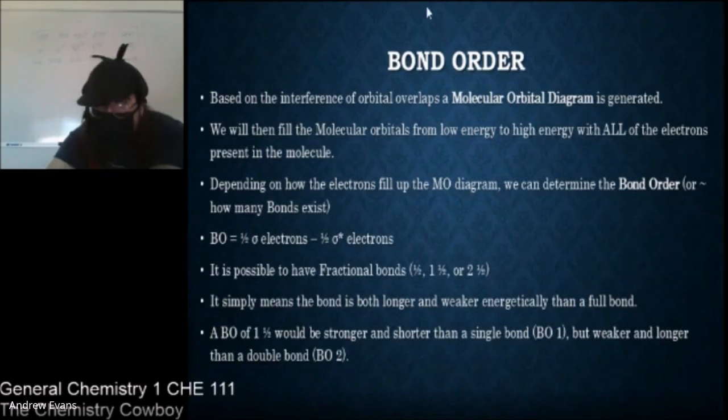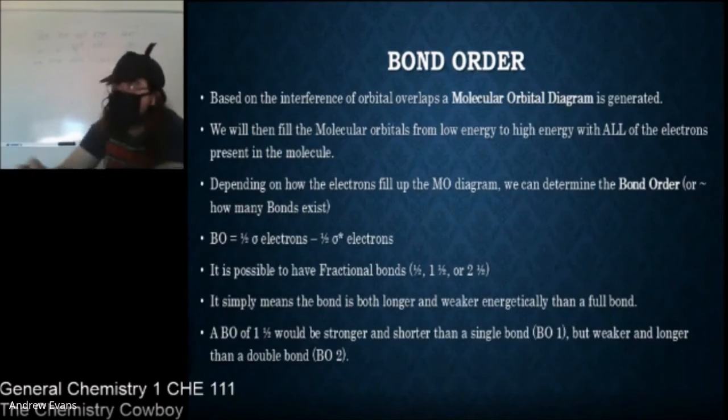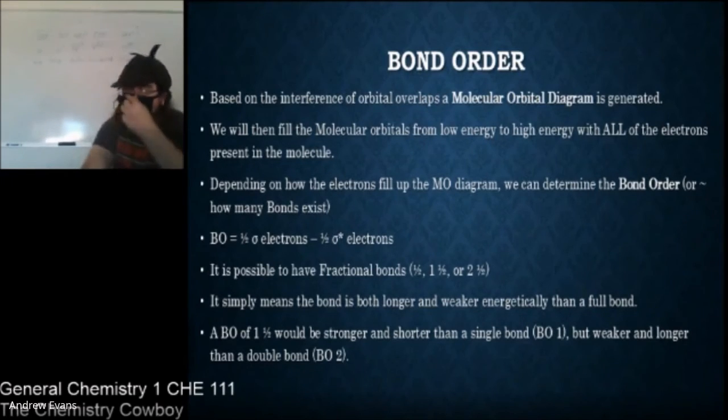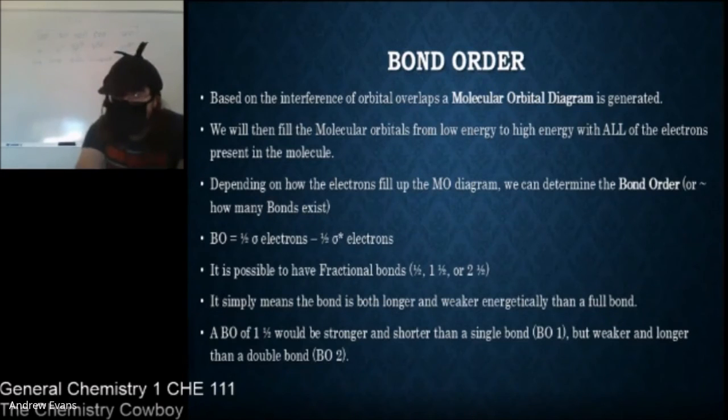Now, based on the number of interference orbitals in the molecular orbital diagram, we can calculate essentially what the bond order is and understand properties from this. When we fill these, it's just like our energy diagrams from chapter 4. We fill them from low energy to high energy with all the electrons in the molecule. Depending on how they fill up, we can determine the bond order, which is simply half the number of bonding minus half the number of anti-bonding.